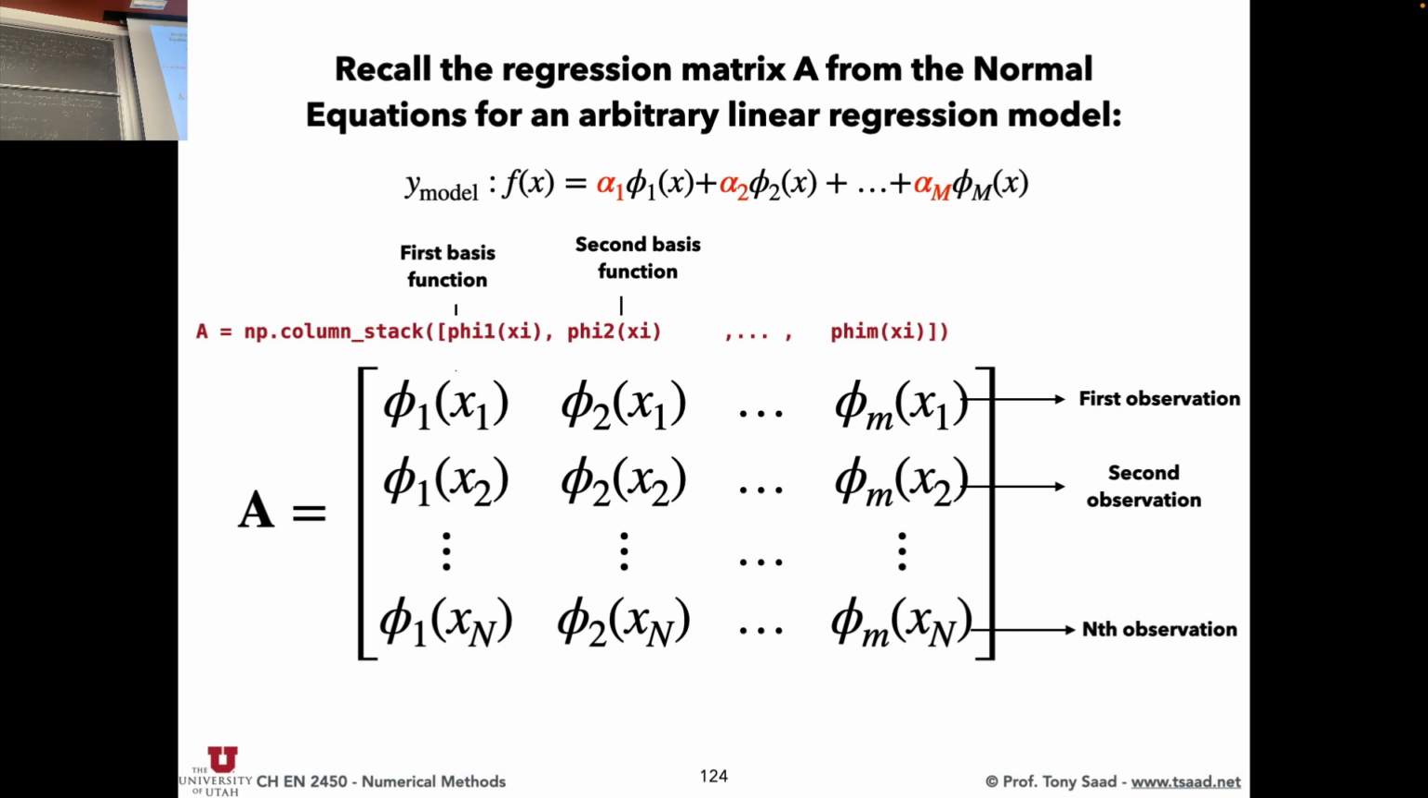Then the second column contains phi2, also evaluated at all the x values. Remember, in Python, when you're dealing with NumPy arrays, if you give numpy.cos a NumPy array, it's going to produce a NumPy array with cosine applied to each entry. So phi2 at xi is a NumPy array, and column_stack puts it here as the second column, and so on all the way to the last basis function.